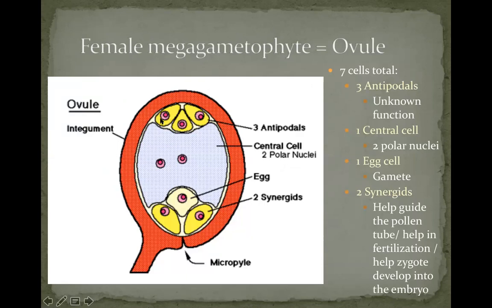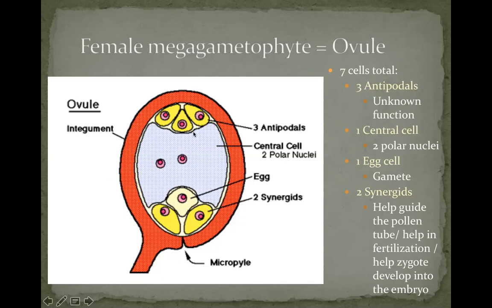Now those 7 cells are the 3 antipodal cells, which is at the top right here. These 3 antipodal cells have an unknown function. No one exactly knows what they are used for. We just know that it is housed in the ovule. But again, they have an unknown function.